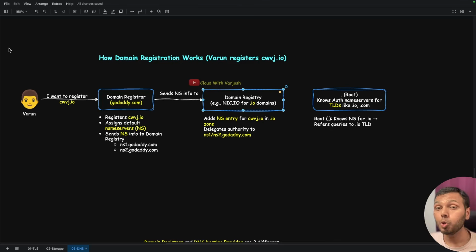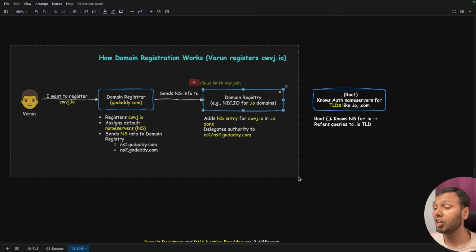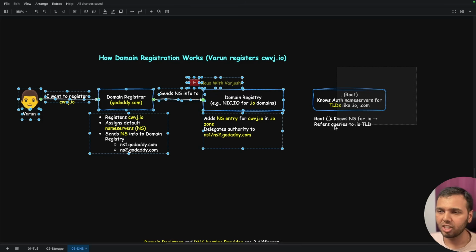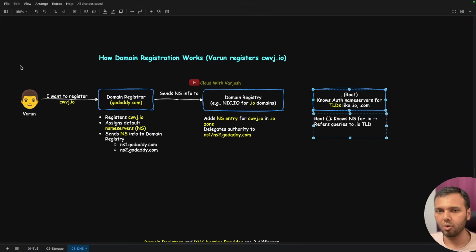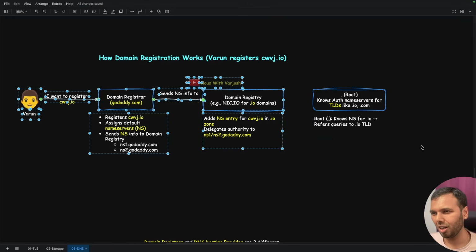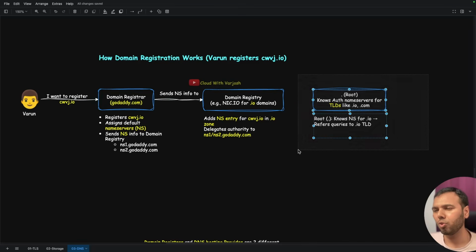I hope you understand this flow. This is extremely important. And then I have just shown root here. When Varun is registering this, root is not involved. The zone file of root will only be involved when someone is, let's say, creating a new top level domain. Only then the zone file for root will be modified.